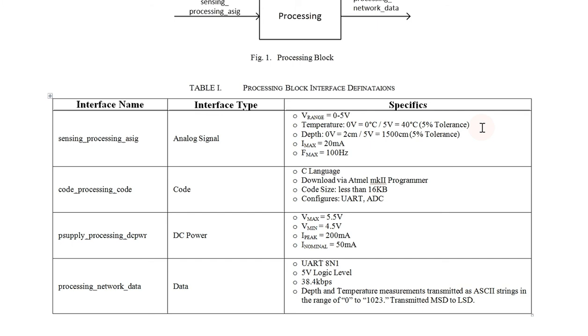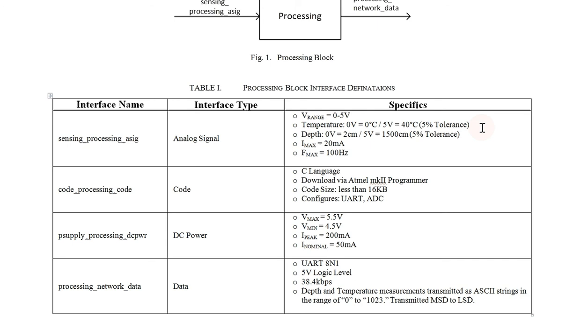Depth, 0 volts is 2 centimeters and 5 volts is approximately 1,500 centimeters or 15 meters. Which is significant, of course, but that's what's necessary for this particular application. Imax is 20 milliamps. Now this is an analog signal. Why do we list a maximum current?